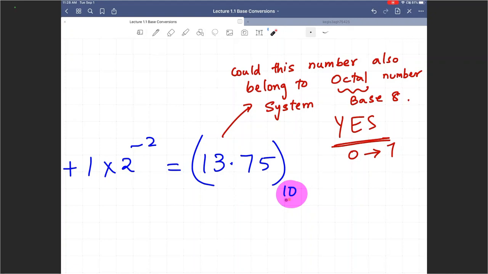Now I hope you see why writing the base becomes so crucial. Because without it, I wouldn't know whether this number is octal, or base 10, or base 16. I don't know, right? So this is why writing the base explicitly becomes extremely important.